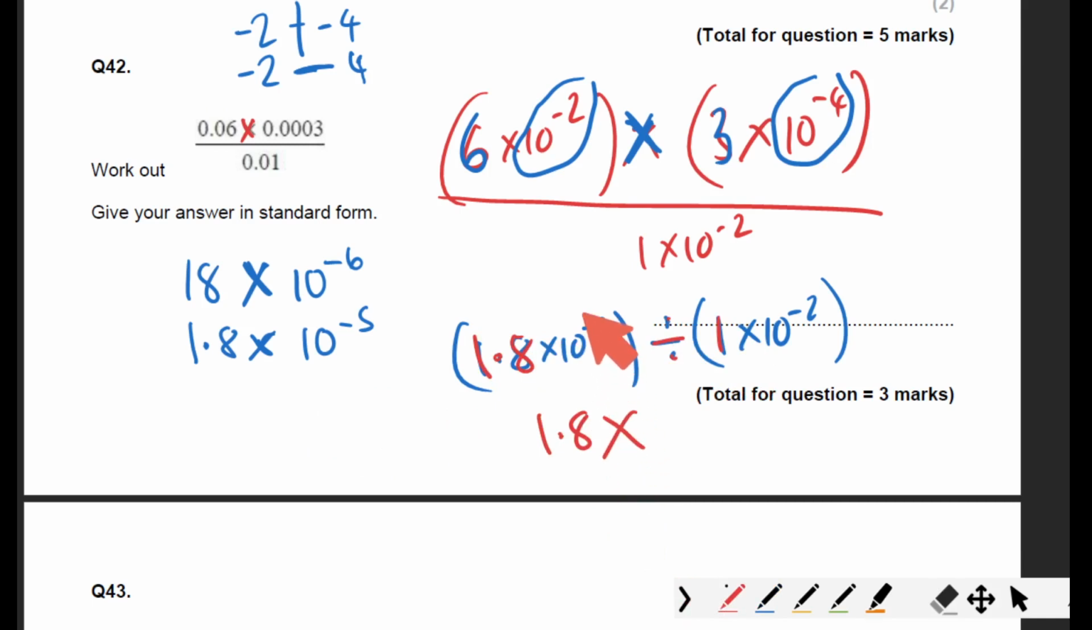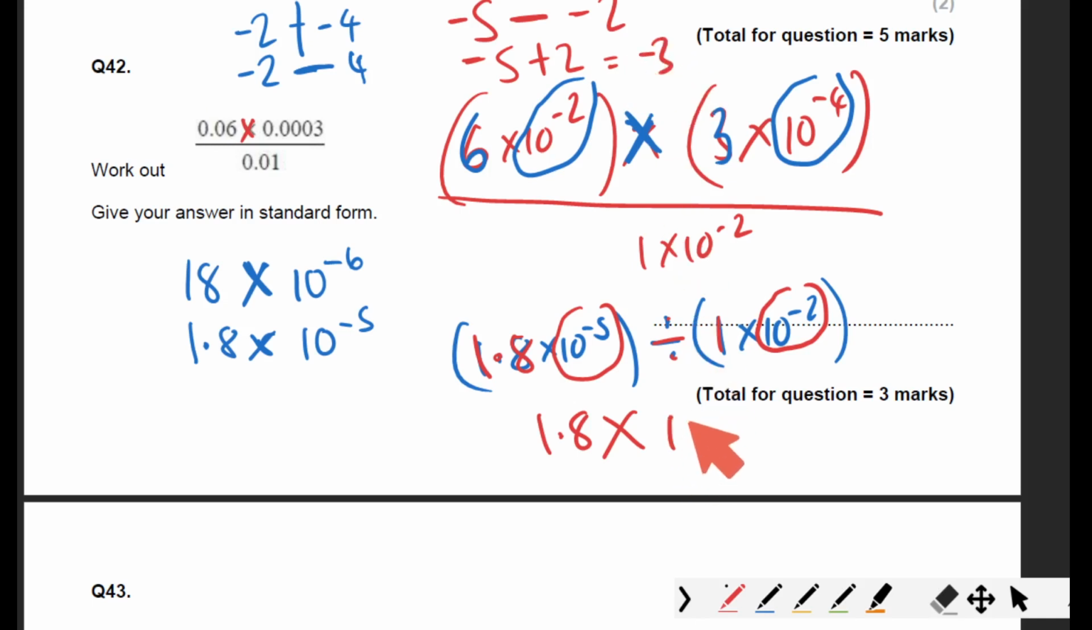Now, if the base is the same and you're dividing, what do you do with indices? You subtract. We're going to do -5 subtract -2. Those two negatives together are a code for positive, so that'll be -5 plus 2. -5 plus 2 on the number line is -3, so that'll be 10 to the power of -3. Right, we still got our answer, same as what we've done before.